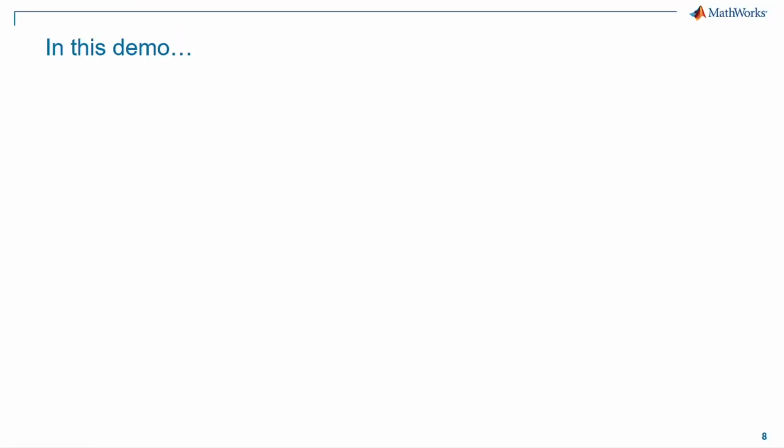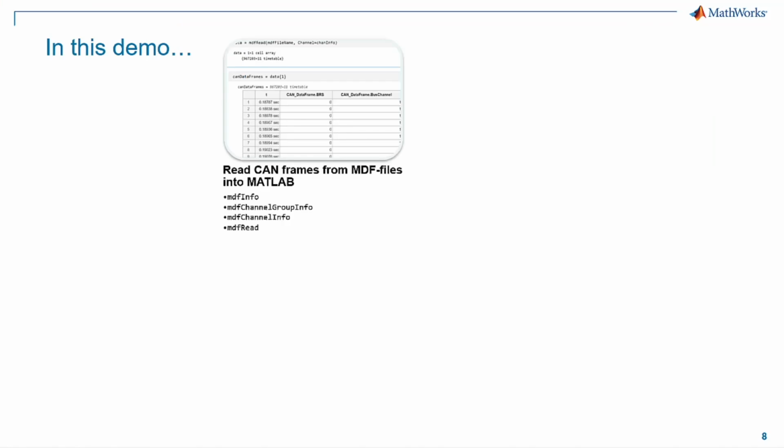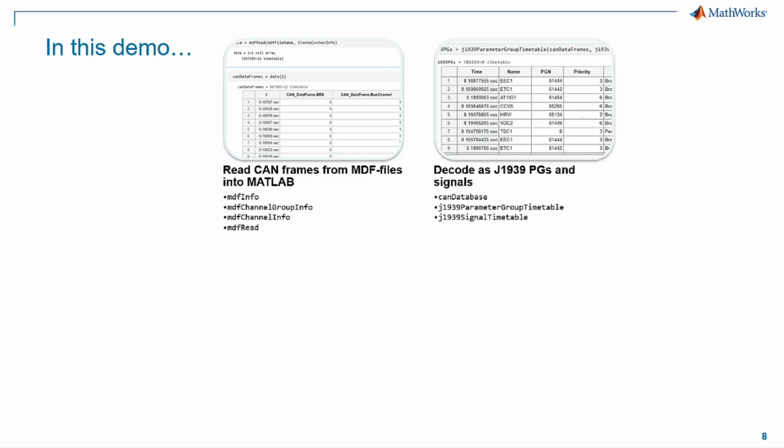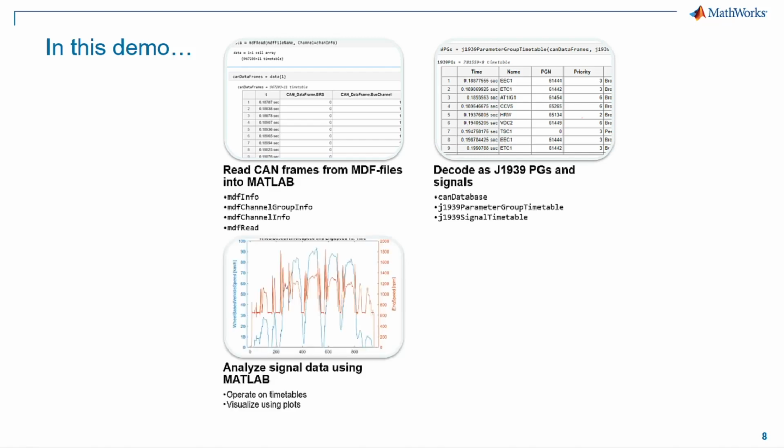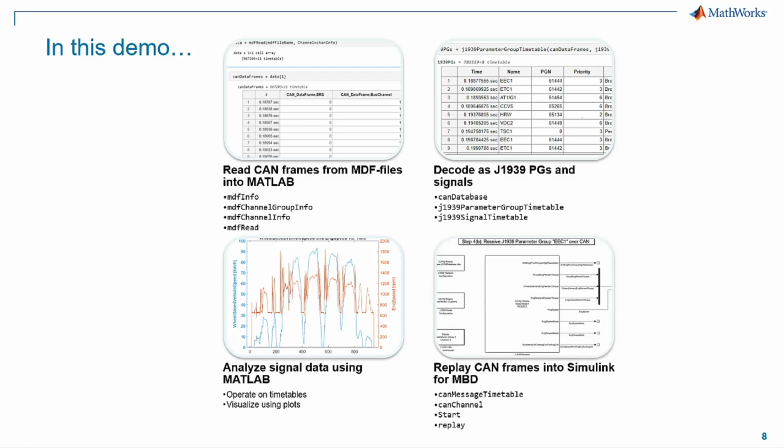In this demo, we first read metadata and data from an MDF file into MATLAB. Next, we decoded the CAN frames as J1939 parameter groups and signals using a DBC file. We then performed a few data analysis tasks by operating on the timetables and visualizing data using plots. Last but not least, we replayed the logged CAN traffic from a MATLAB script into Simulink for model-based design.